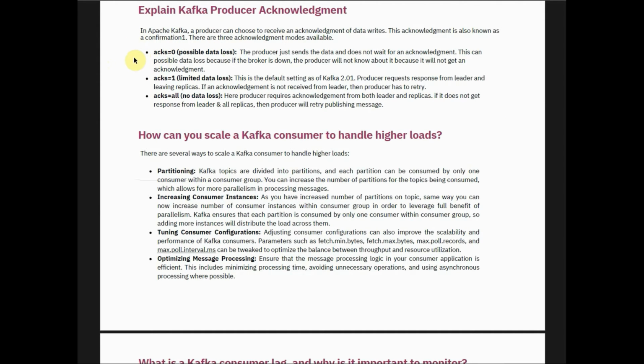Here the producer simply sends the data and does not wait for any acknowledgement. This can cause possible data loss because if the broker is down, the producer will not know, as it will not get any acknowledgement. Second, acks equal to 1. This is the default setting as of Kafka version 2.0. Here the producer requests acknowledgement only from the leader and not the replicas. If an acknowledgement is not received from the leader, then the producer has to retry. If acknowledgement is received from the leader, then it says the message is successfully delivered into the topic.